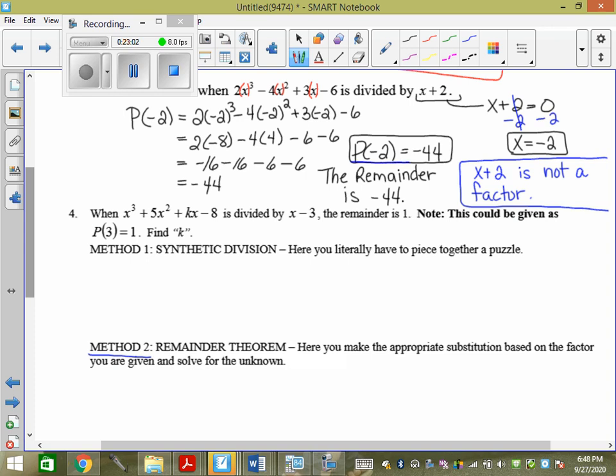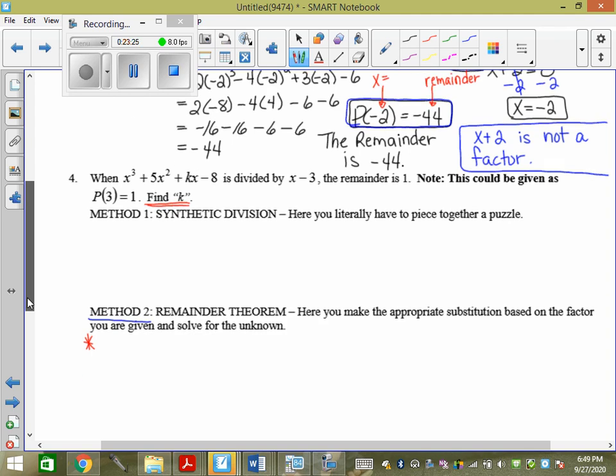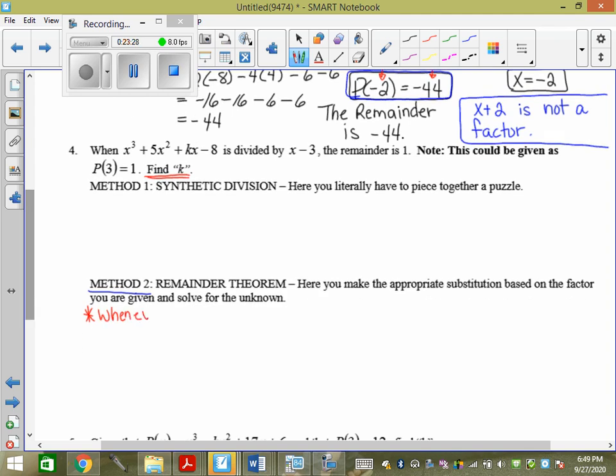Let's go back here. I wrote the answer up here as p of negative 2 equals negative 44. So let's break this down. This is the x equals number. This is the remainder. We agree? So whenever we are missing a variable, so in this case when we're missing a k, not the x's, like the second variable, so this time they're making us find a k or determine a k, we must do p of x equals remainder.